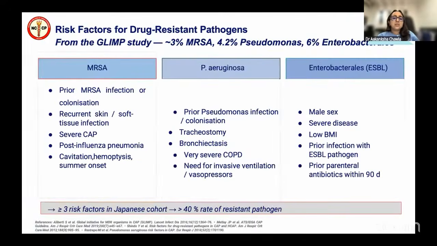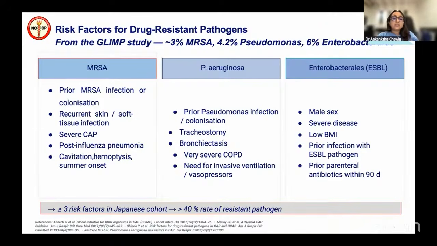So this was published in 2019, and they had seen that even in community-acquired pneumonia, there are risk factors for each of these drug-resistant pathogens. This was the GLIMP study, and they'd seen that there was about 3% of MRSA infections, 4.2% of Pseudomonas, and 6% of Enterobacteriaceae. There are specific risk factors for each of these.